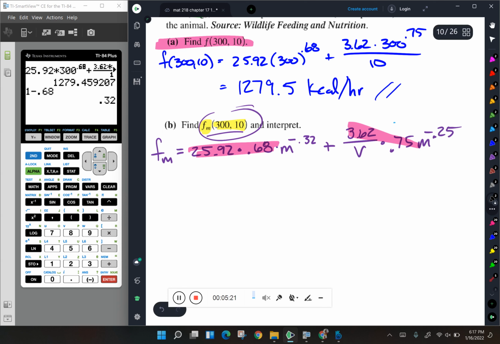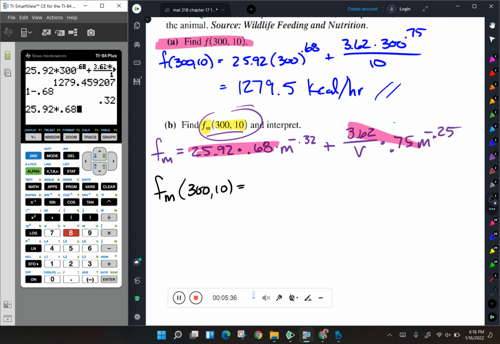So I'm just going to go ahead and evaluate it. So f sub m of 310 is going to be, let's see, 25.92 times 0.68 times 300 raised to the negative 0.32 plus 3.62 divided by 10, v is 10, times 0.75 times 300 raised to the negative 0.25. And I get 2.9.